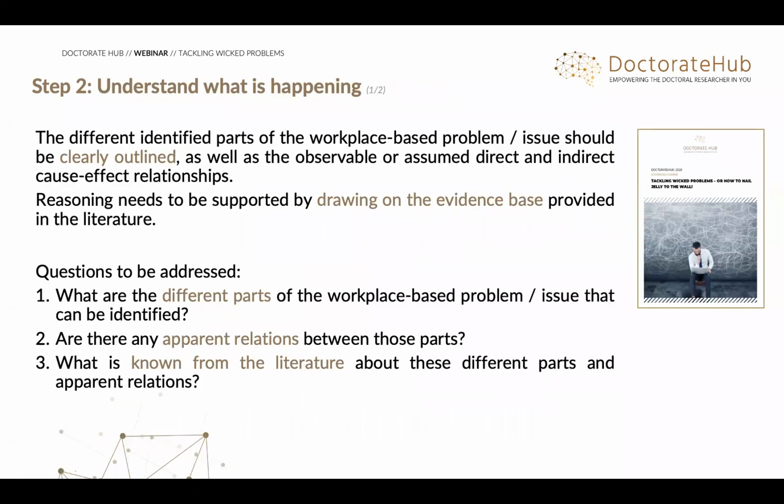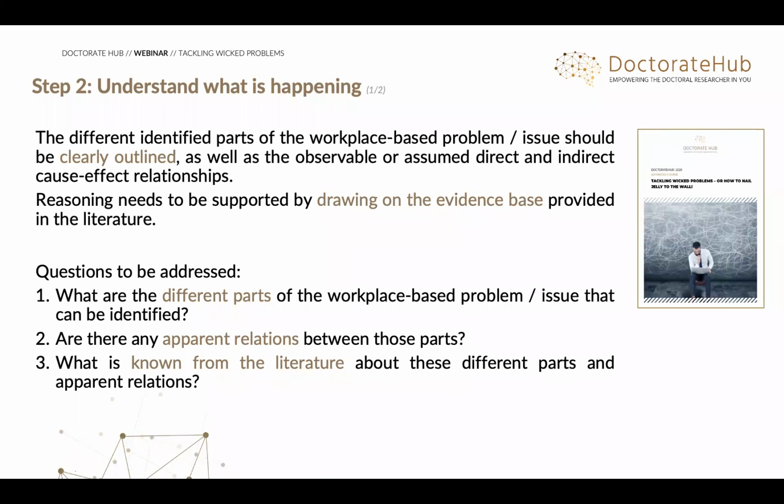As a second step, build up an understanding of what is happening. The different identified parts of the problem should be clearly outlined, as well as observable or assumed direct and indirect cause and effect relationships. Remember earlier, on the right side, you had the linear matters. On the left side, you have the wicked manners of the problem. So how do they go together? Work that out.